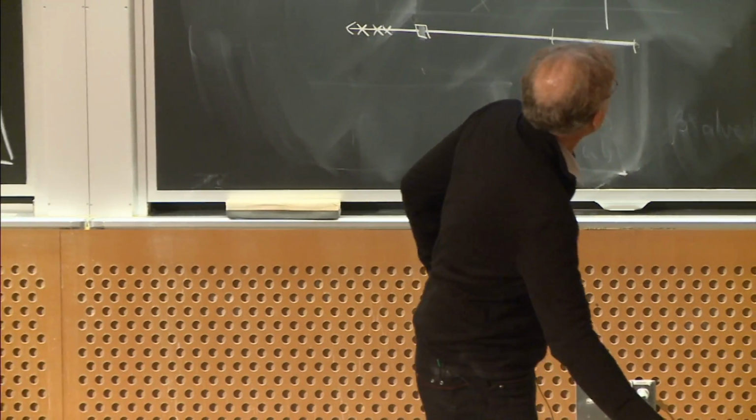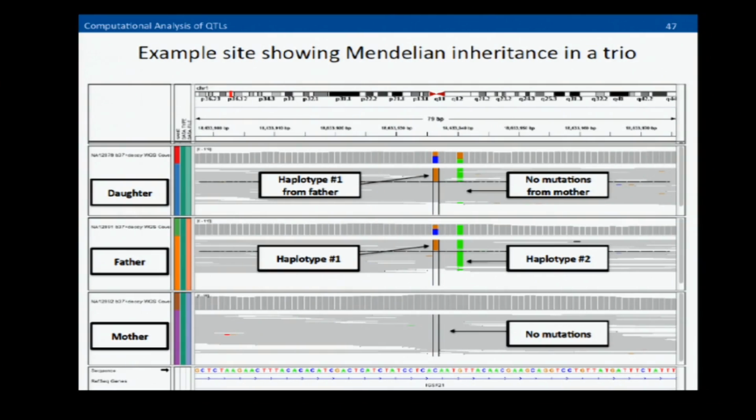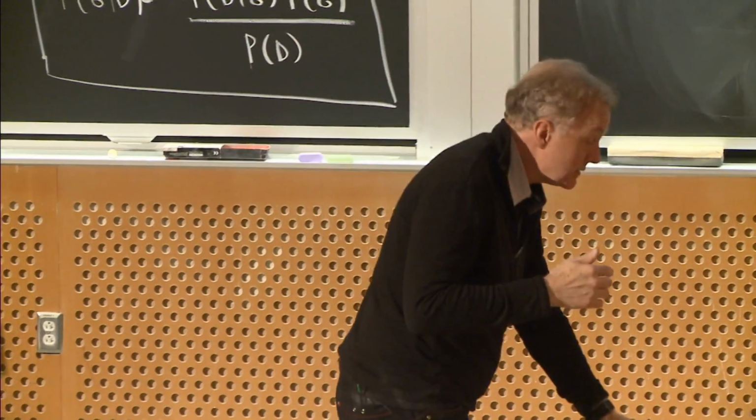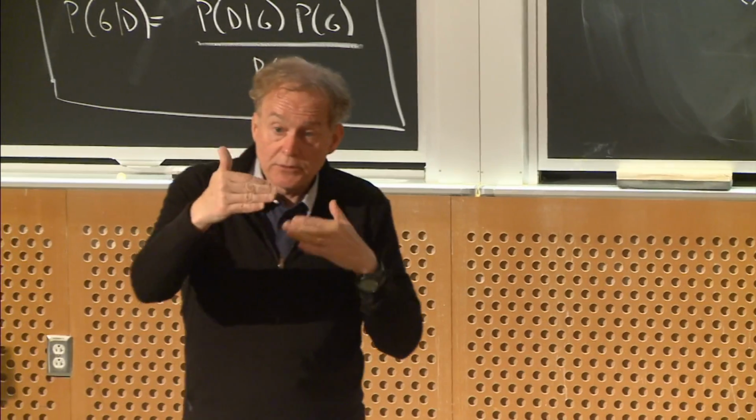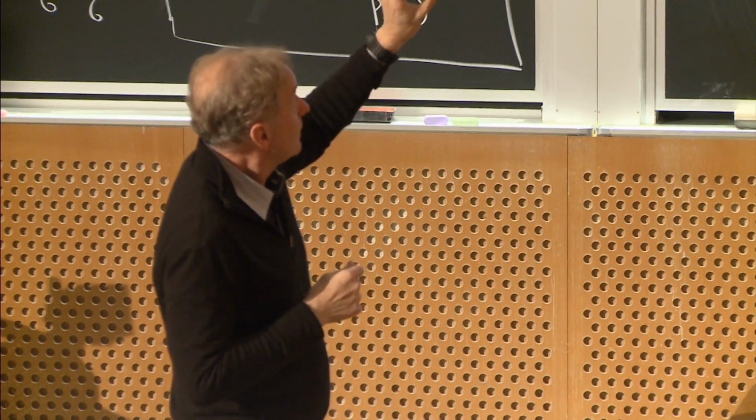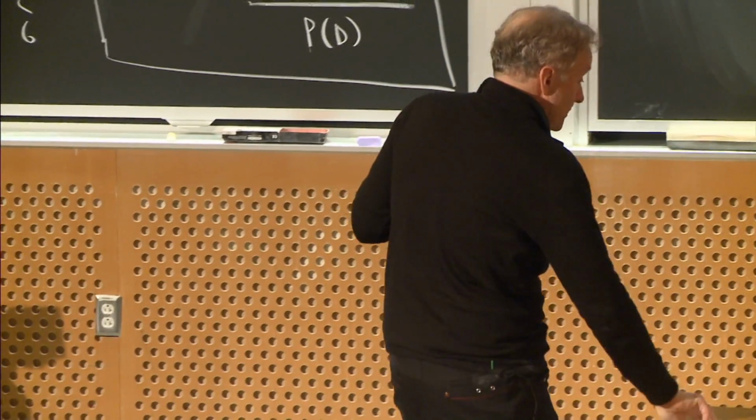But suffice to say, it's important. And if you look at what actually goes on, here's a trio: mom, dad, and the daughter. You can see down at the bottom mom's reads, and you see dad actually has 2 haplotypes. He got one haplotype from one of his parents and the other haplotype from both of his parents. And then the daughter actually has haplotype number 1 from dad and no haplotype number 1 from mom. So you can see how these blocks of mutations are inherited through the generations in this form.